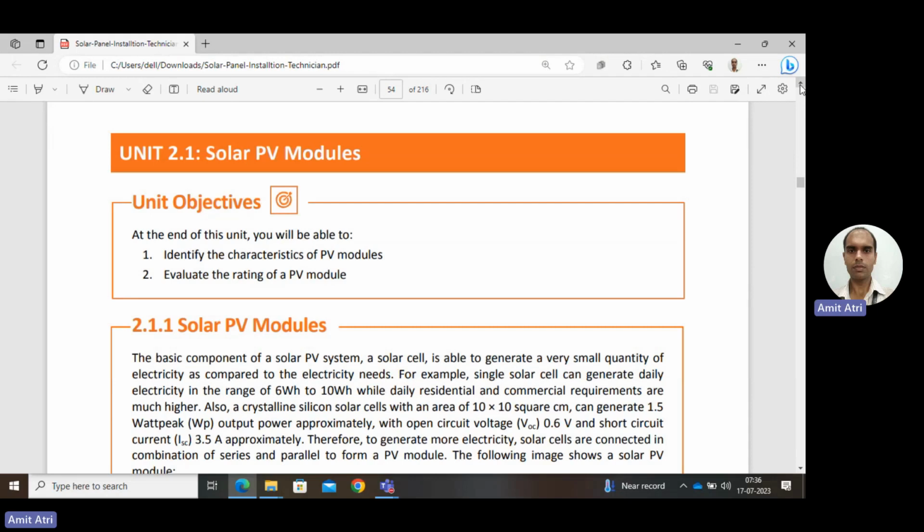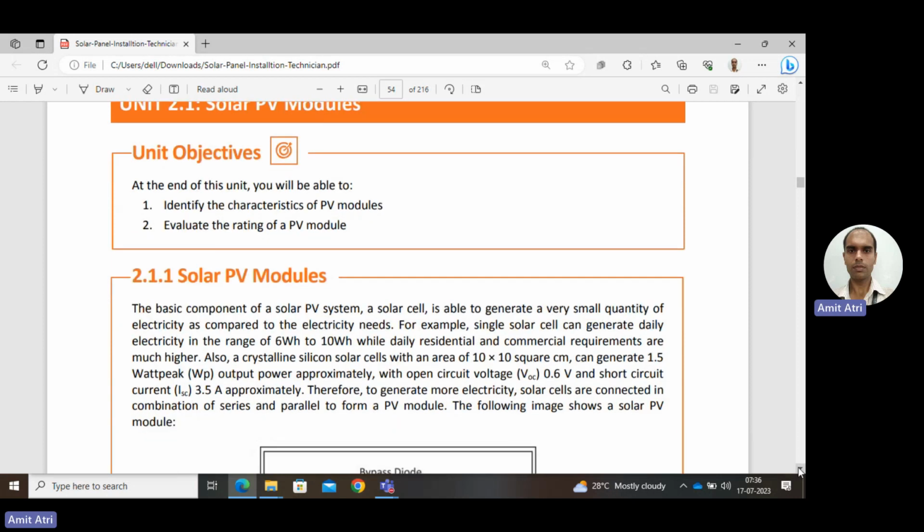Okay, today we will be starting with our unit 2.1, that is solar PV modules. So, one of the components of a solar PV system is the solar module. The basic component from which a solar module is made is the solar cell, that we have already discussed in our previous units.